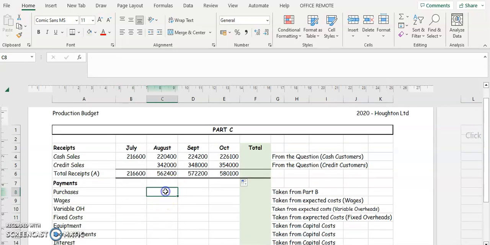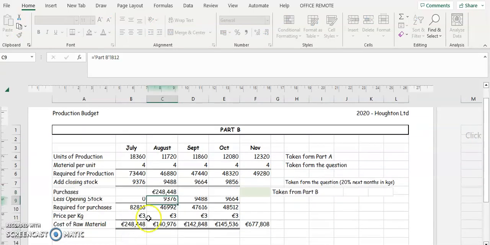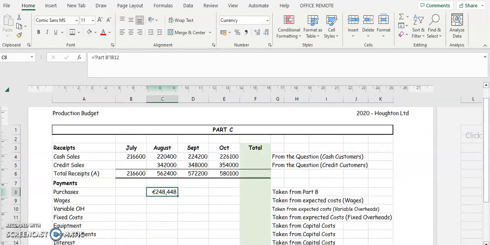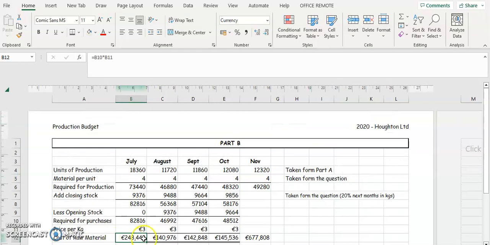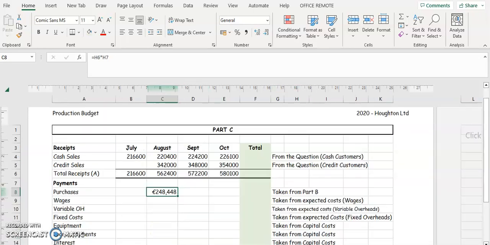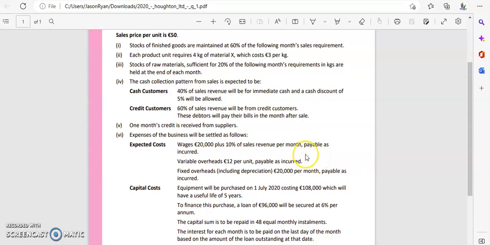So that's 248,4480 in August. Then our next one, for August, we pay in September, and September then we pay in October. So once again, you can pause the video to find out where those figures are coming from, and then you can just put them in yourselves for your own budget. Now we move down to our expected costs and our capital costs.